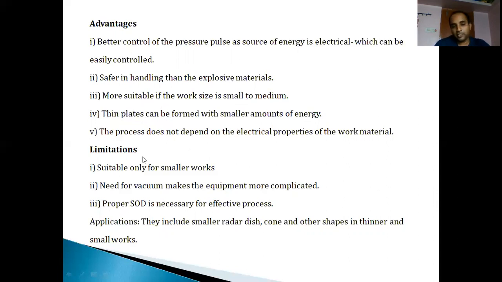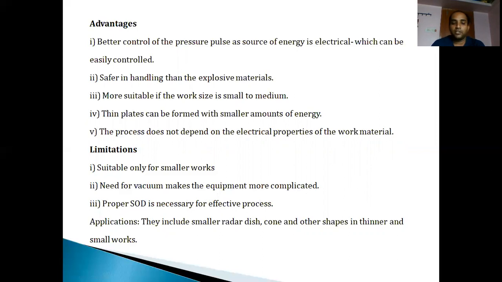But some of the limitations are: this is possible only when the workpiece sizes are smaller in nature, which means for smaller workpieces you need a vacuum, which becomes a more complicated device. And here also you should know what the standoff distance is, necessary for an effective process.